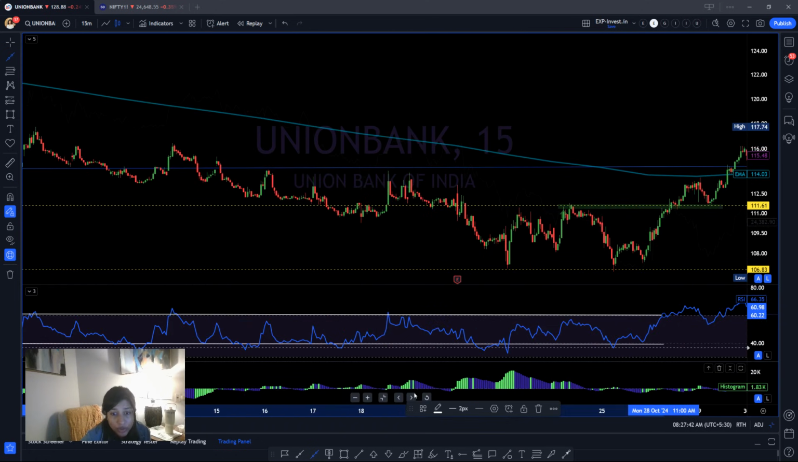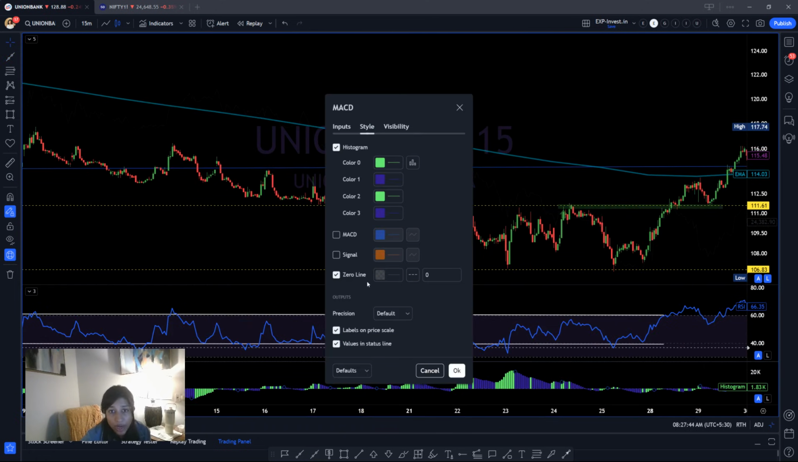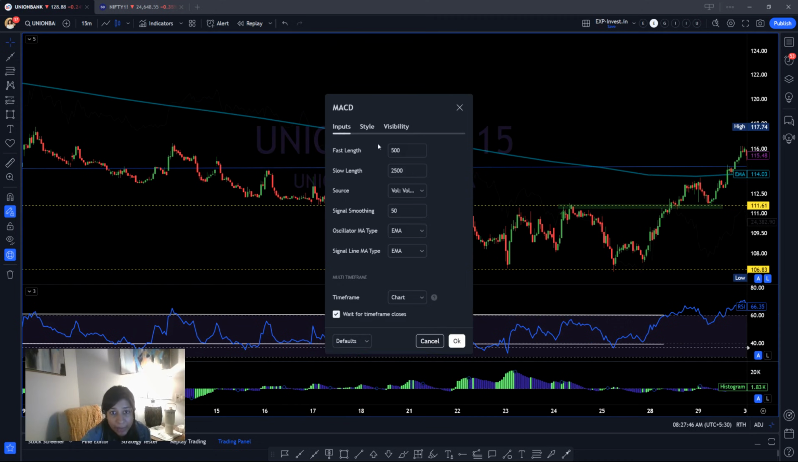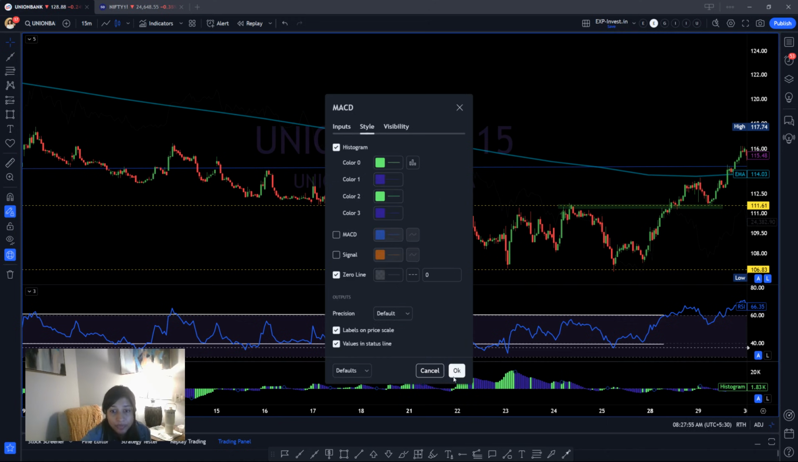Pay attention to the volume here. This is the histogram representation of the volume using the MACD, and this is the fast length and the slow length. All you have to do is change the source to volume and signal smoothing to 50. And this is the style.